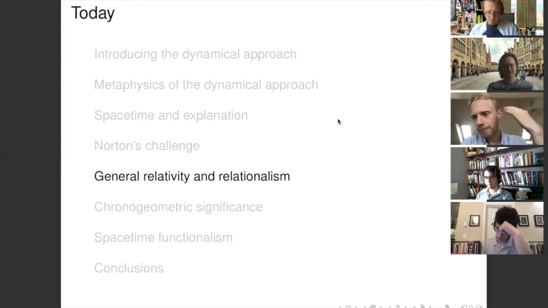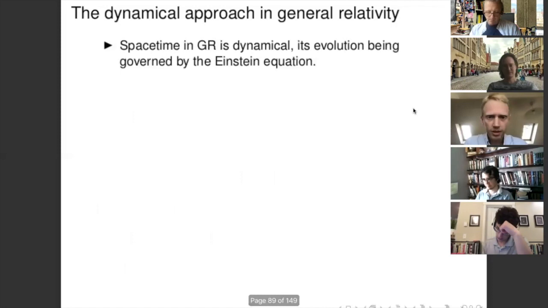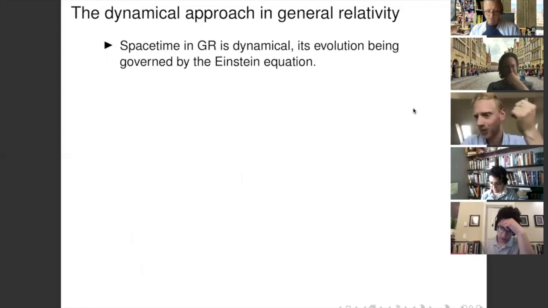So, like I said, space-time in general relativity is dynamical. Its evolution is governed by the Einstein field equations, which effectively say that the curvature of space-time is coupled to the matter content of space-time via the stress-energy tensor.